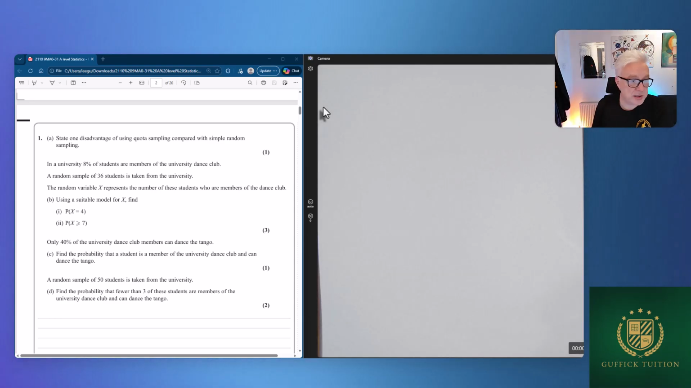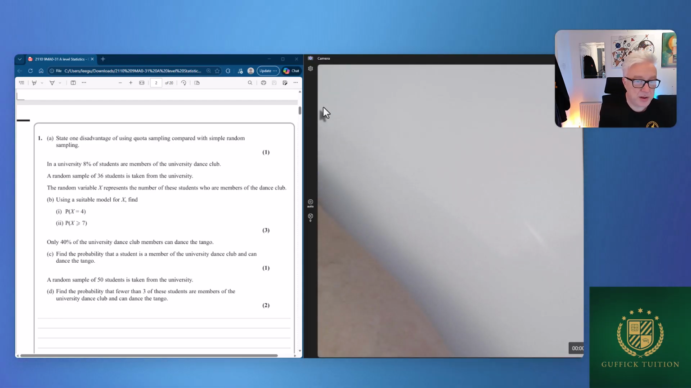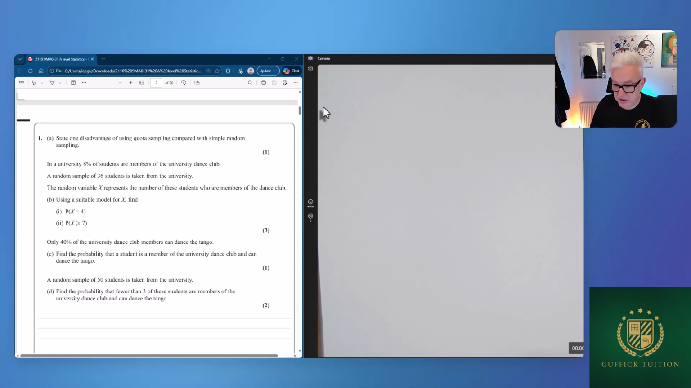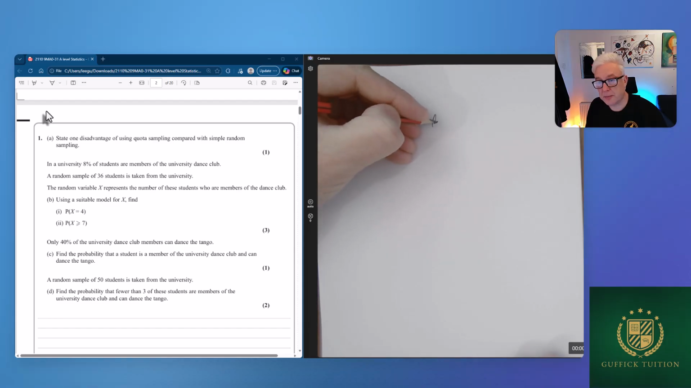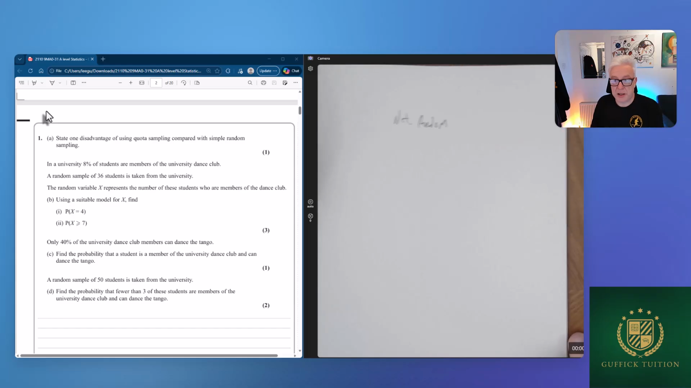So question 1, it says, state one disadvantage of using quota sampling compared with simple random sampling. Well, I think the biggest disadvantage is the fact that it is not random. Okay, so it is not random. That's the big disadvantage of using quota sampling.